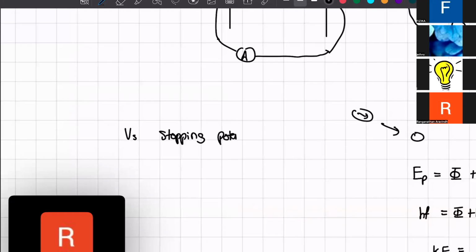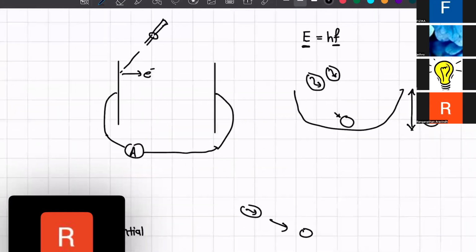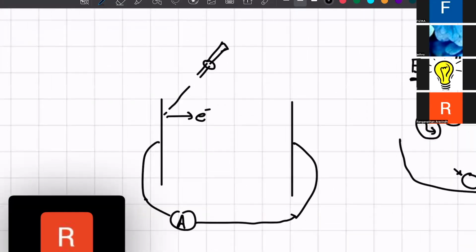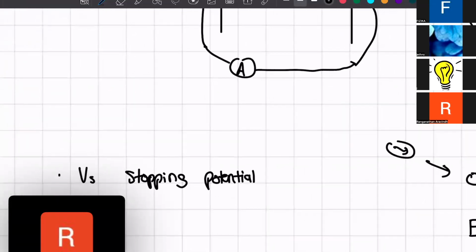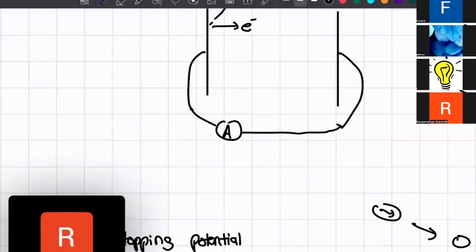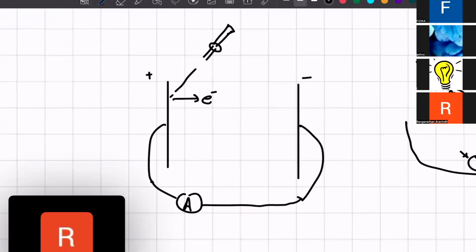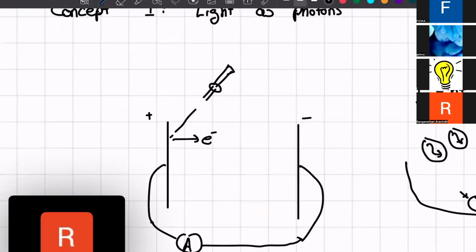So if you remember from your electrostatics, when you have a potential difference across these two plates, let's say this is the minus and this is the plus. When the electron goes towards the negatively charged plate, it obviously slows down because it gets repelled by this. So the stopping potential is basically defined as the minimum potential at which there is no more current.